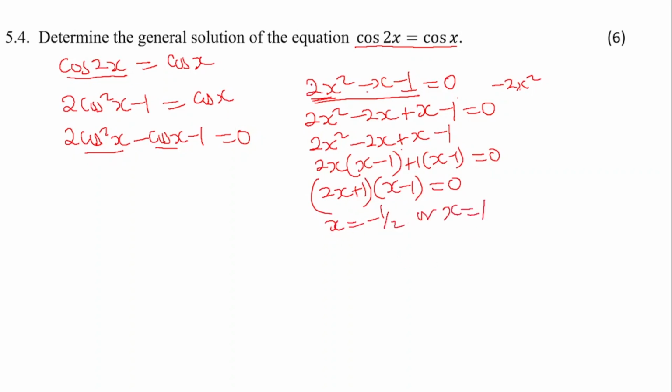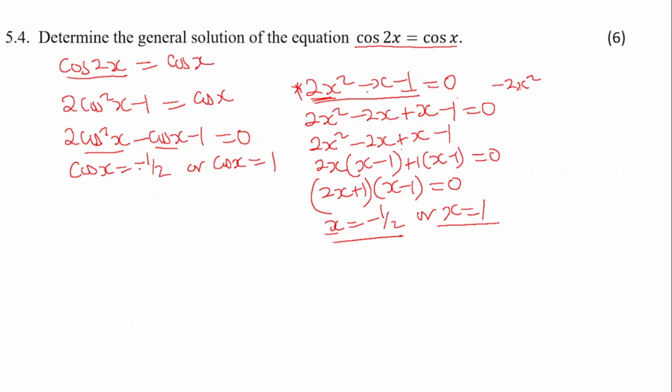Right, or you can use the quadratic formula here, and then we're going to get these answers. And then you know that your x is cos x, so you can say cos x is equal to negative 1 over 2, or cos x is equal to 1. Right, so now we can use the formula here for finding the general solution, or use the quadrant method. Remember, okay, use the one you're comfortable with.